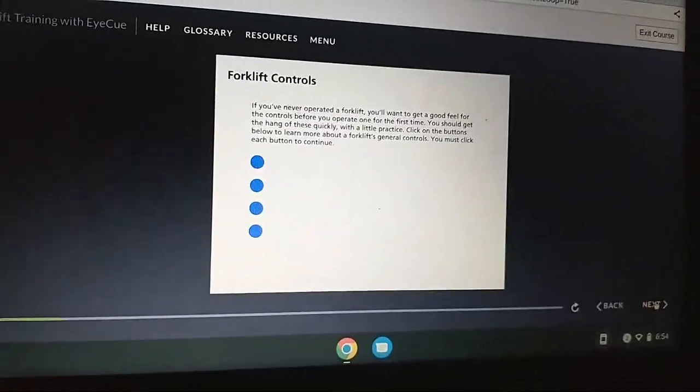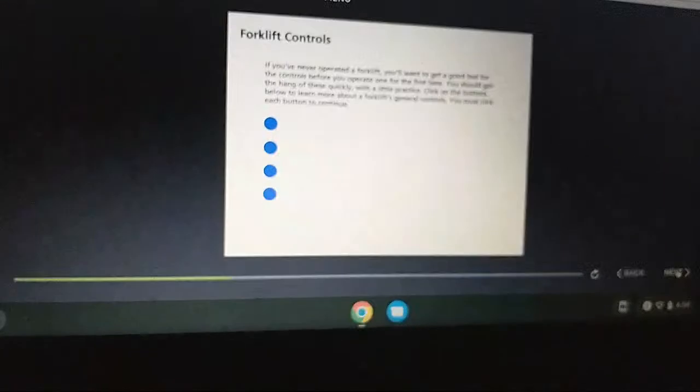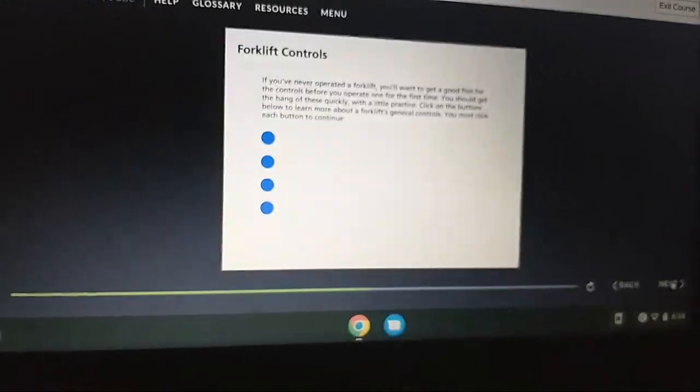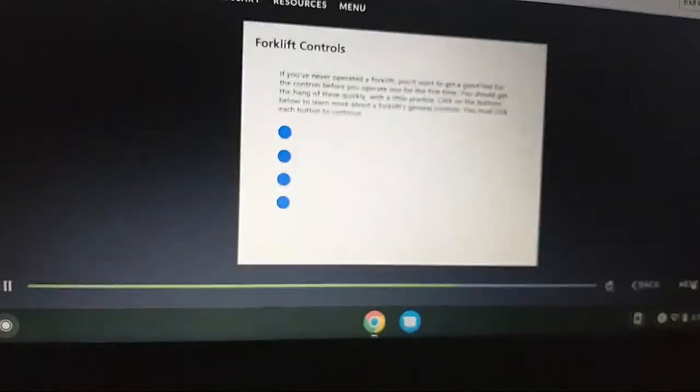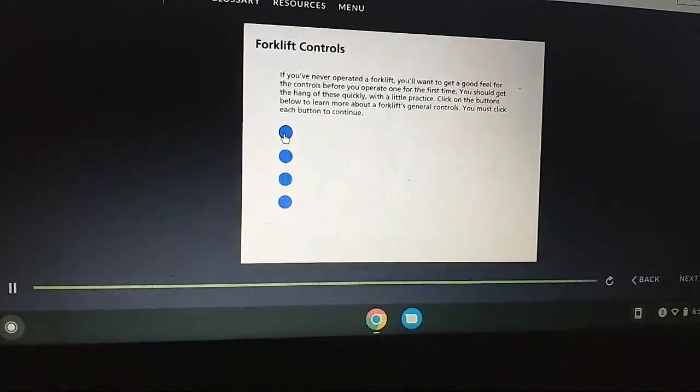If you've never operated a forklift, you'll want to get a good feel for the controls before you operate one for the first time. You should get the hang of these quickly with a little practice. Click on the buttons below to learn more about a forklift's general controls. You must click each button to continue.